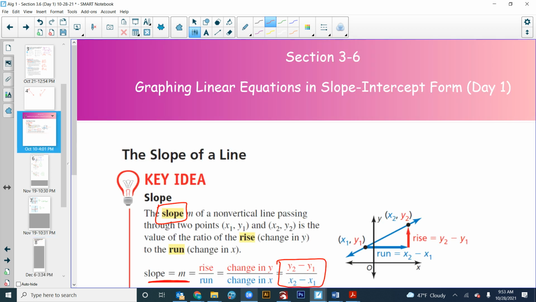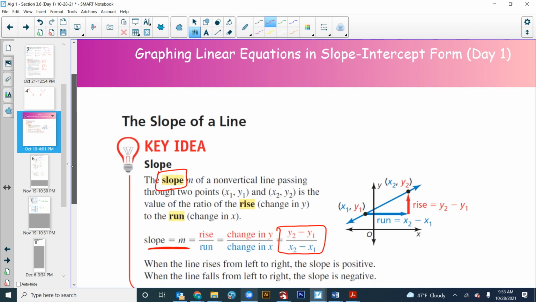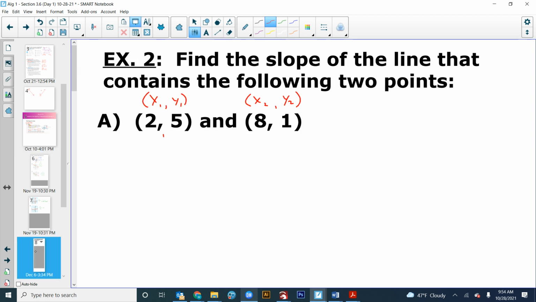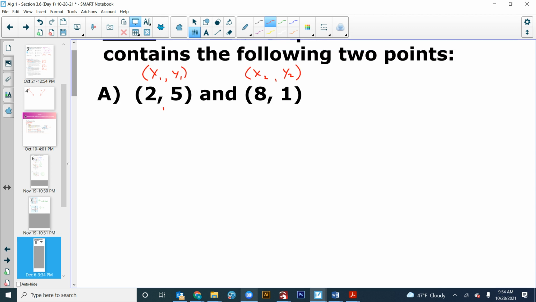What's the formula? Careful. What is it? y2 minus y1, and then same order, x2 minus x1. So what does that mean for us? Well, the slope, which we use the letter m, is y2 minus y1 over x2 minus x1. If you write that down every time, you're going to have it memorized really quick.